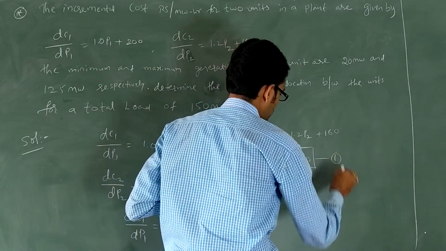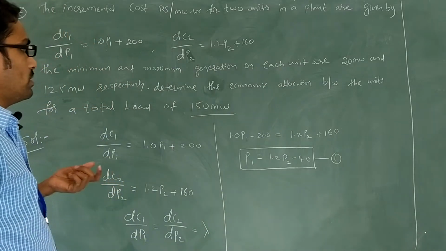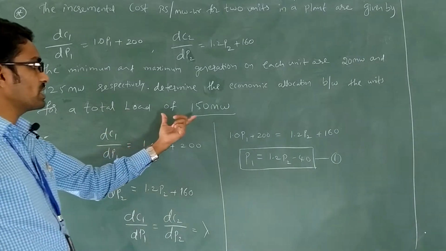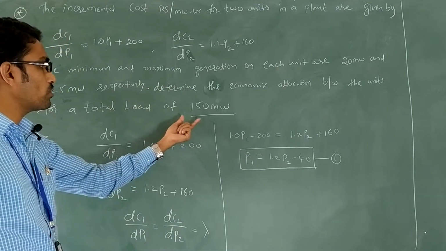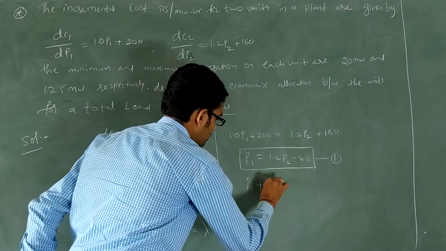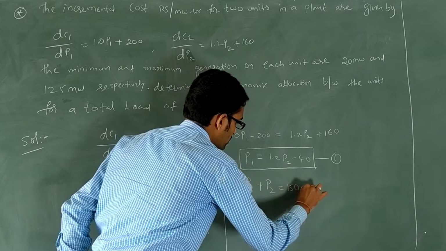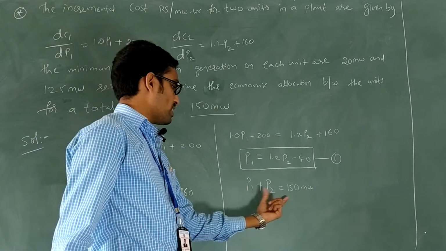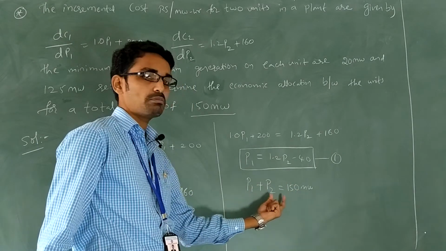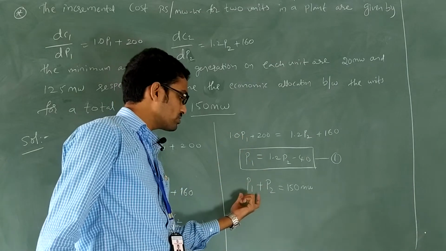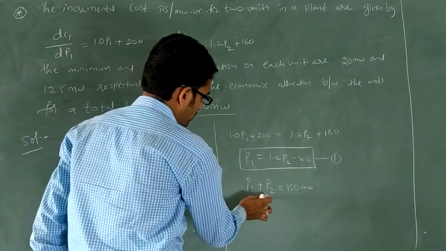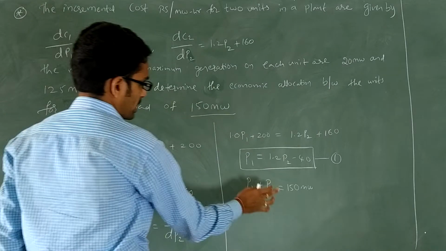Let us consider this as equation 1, and the other equation we get from the load. The total load is given as 150 megawatts. So P1 + P2 = 150 megawatts. I need to distribute this 150 megawatts of load between the two generating units, P1 one generator and P2 the other. How to distribute that load between these two generators is our problem.